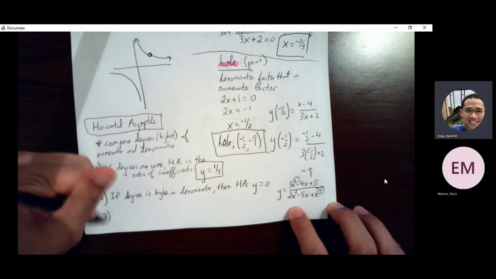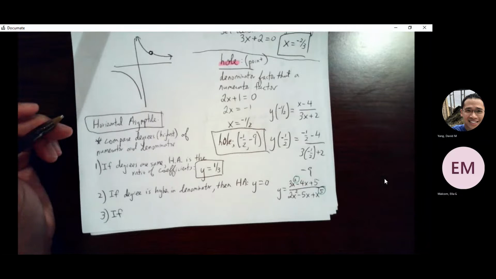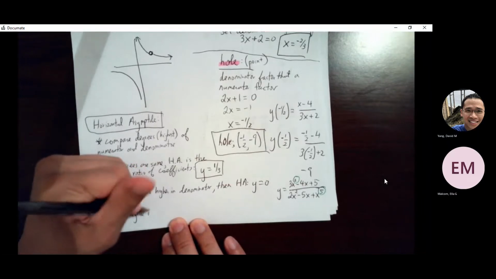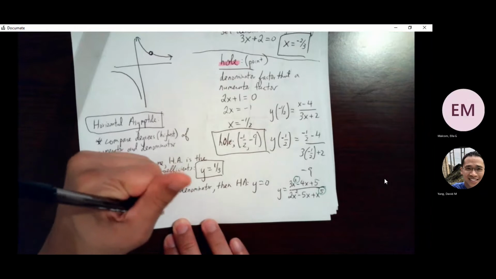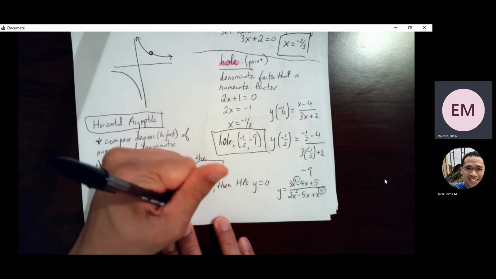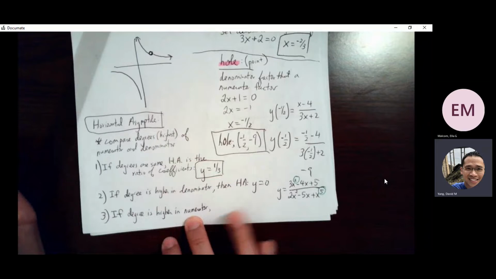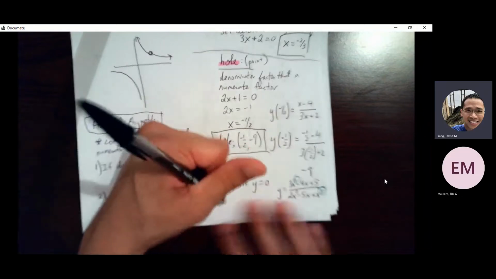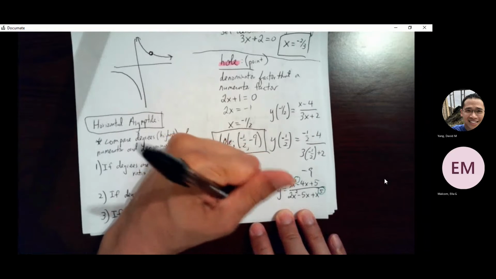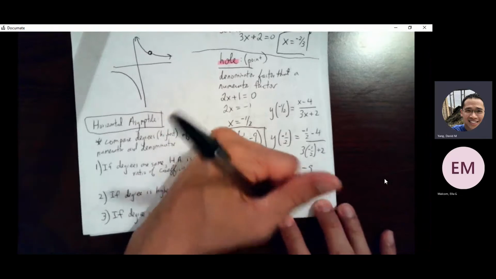Okay. Third scenario. Any idea what that third scenario could be? Something to do with if the numerator has the highest degree? That's right. If the numerator has a higher degree, then we don't have a horizontal asymptote. We may have a slant asymptote, but that's something we don't have to worry about in this course.